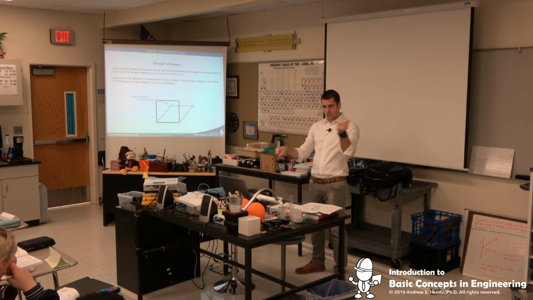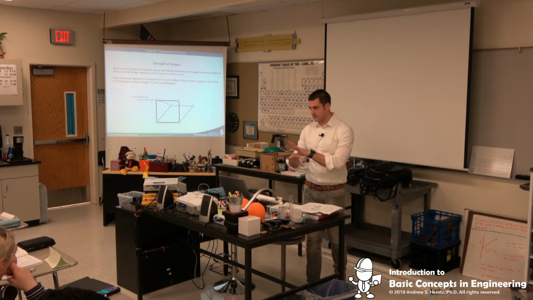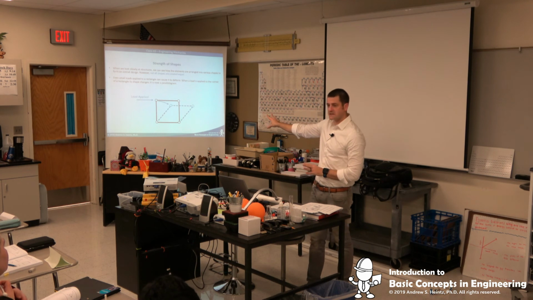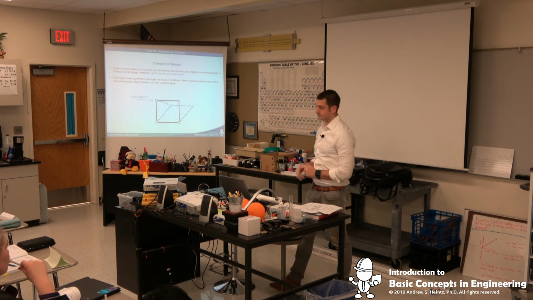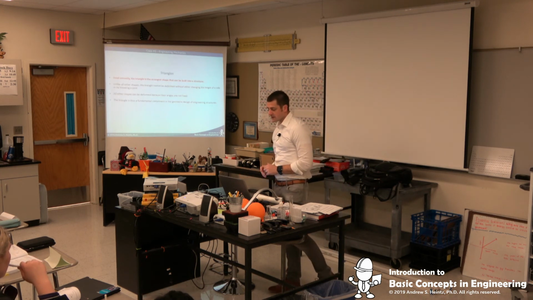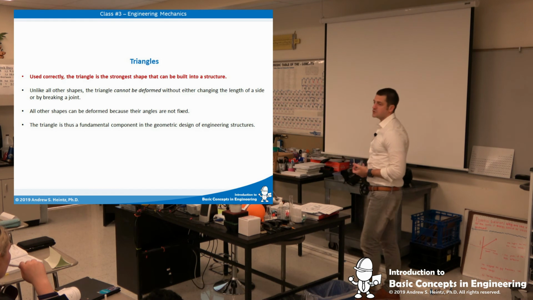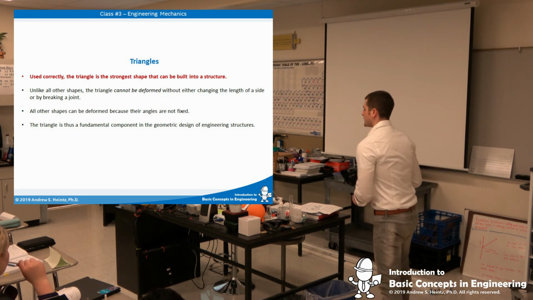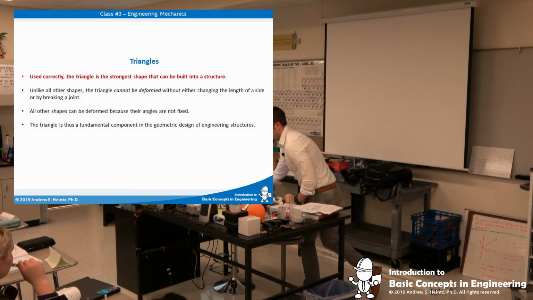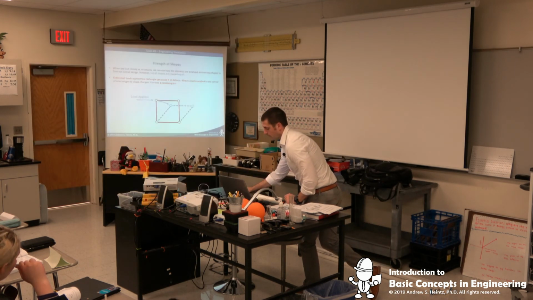Because I wouldn't have to pull on anything, I wouldn't have to compress anything, I wouldn't have to break any of the structures. All those structures are fine. Doesn't matter if that's the strongest material in the world. If it's built like that, it's still going to deform. It doesn't matter. Okay? But a triangle, like you guys correctly said, used correctly, is the strongest shape that can be built into a structure. So let me go back a slide. And again, I want to look at that.